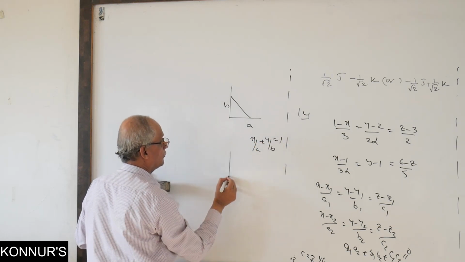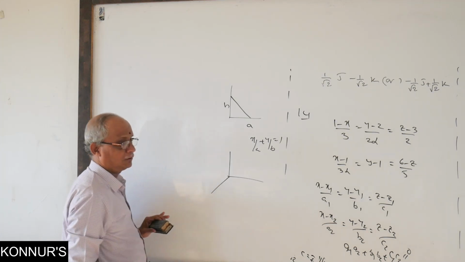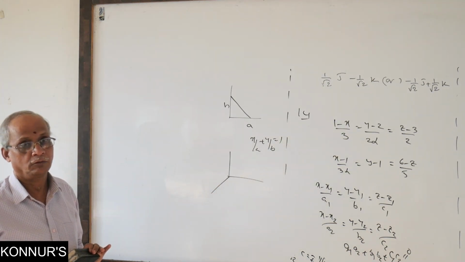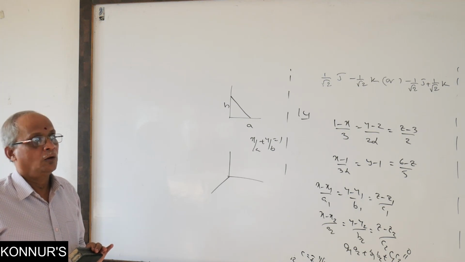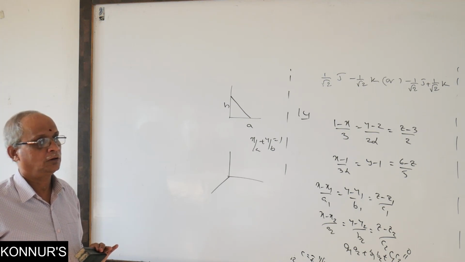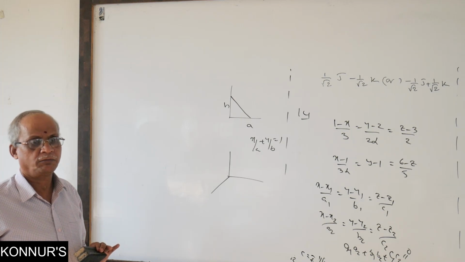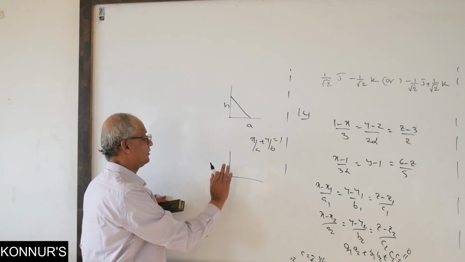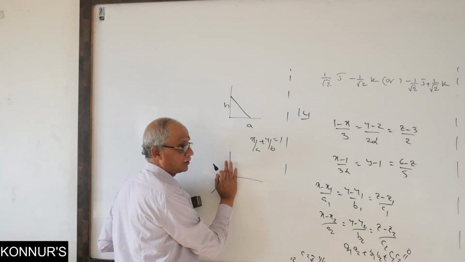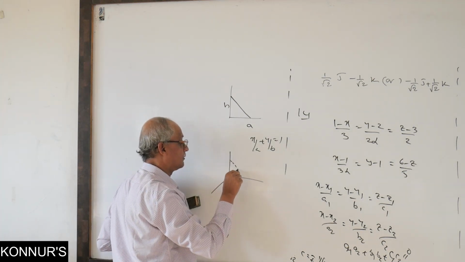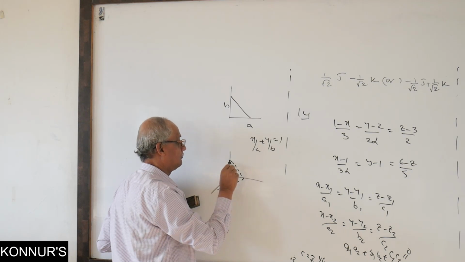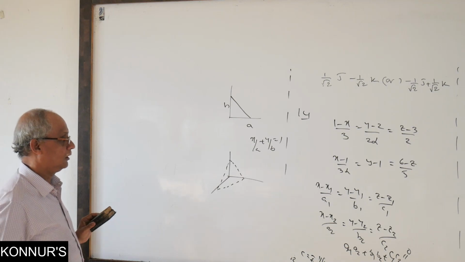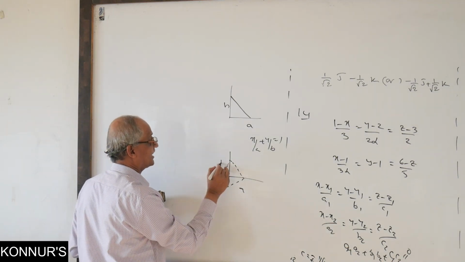Whereas if you go for 3 dimensions, the straight line becomes a plane. Therefore, the plane is meeting the axes in this way. If you keep it at the corner, it will not touch the origin. Therefore, a, b, c are the intercepts.